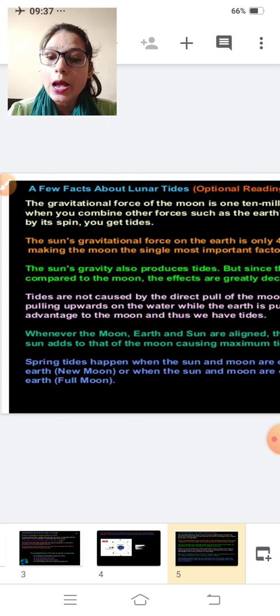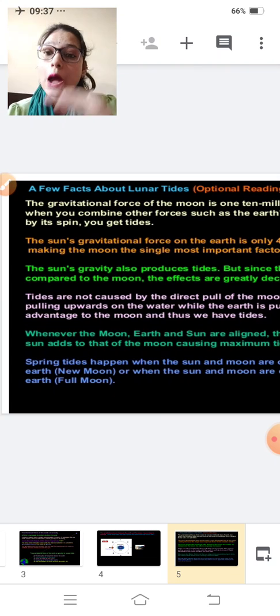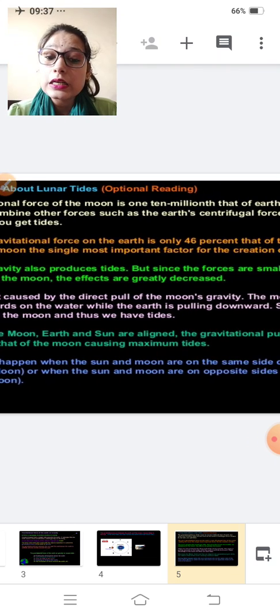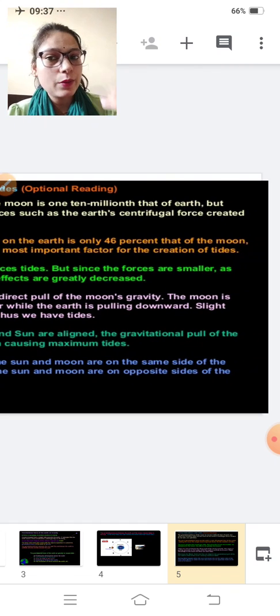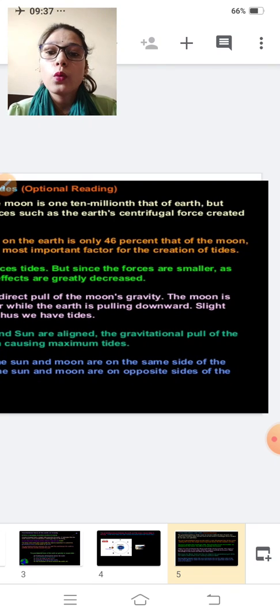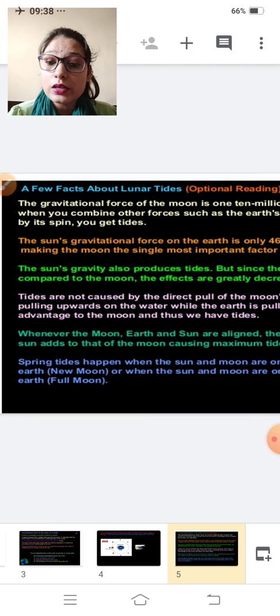Clear? Tides are not caused by the direct pull of the moon's gravity. The moon is pulling upwards on the water. What? Moon pulls? Yes, water upwards. While the earth is pulling downwards. Now, on the water, gravitational force is applied from both sides, from downwards and from upwards. From downwards, who's applying gravitational force? Earth is applying gravitational force. And from upward, who's applying the gravitational force? Moon is applying the gravitational force. Is this clear to you? Now, with a slight advantage to the moon, we have tide. Clear? Because it is upward.